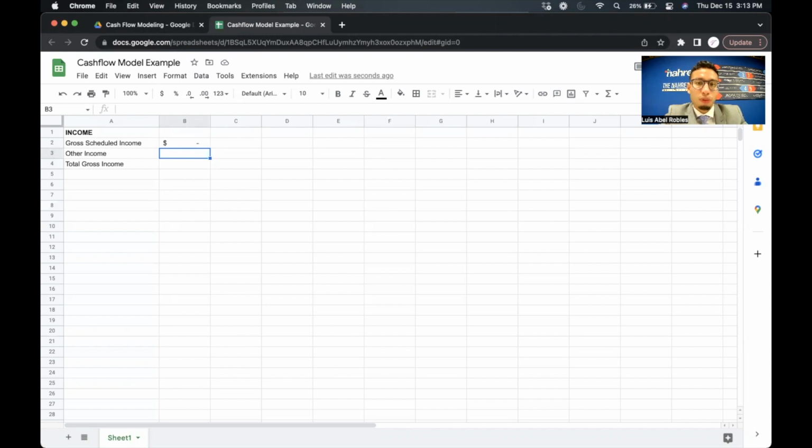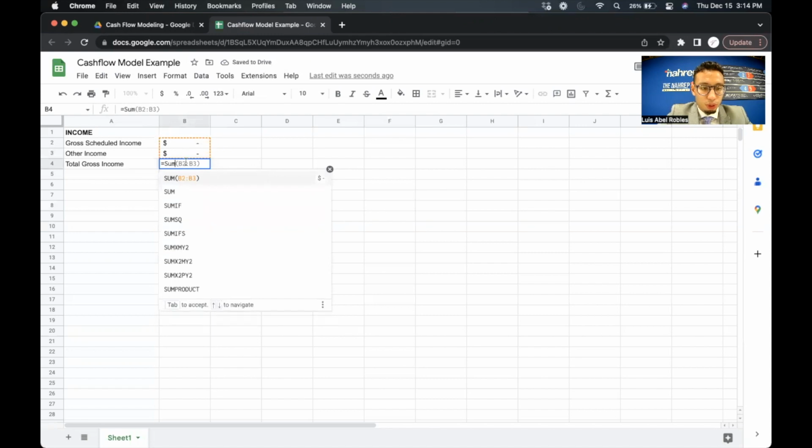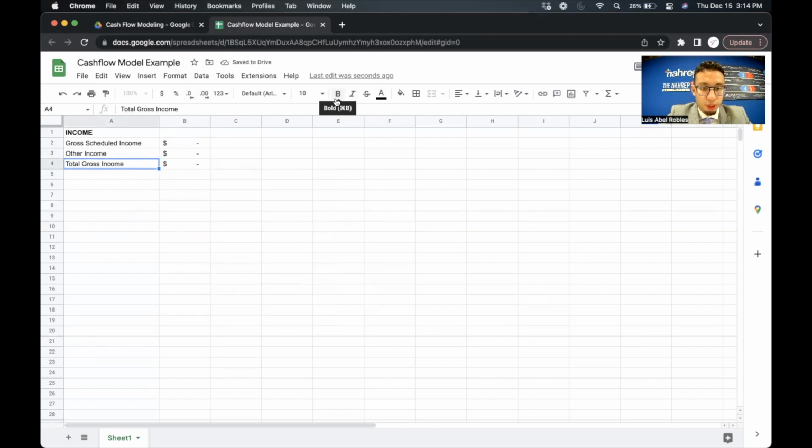And another form of other income is if you have coin laundry in the basement, and you collect those coins every 3 months or every month, you're able to put that in other income as well. So let's do this. Total gross income is going to be those two. So let me do that.